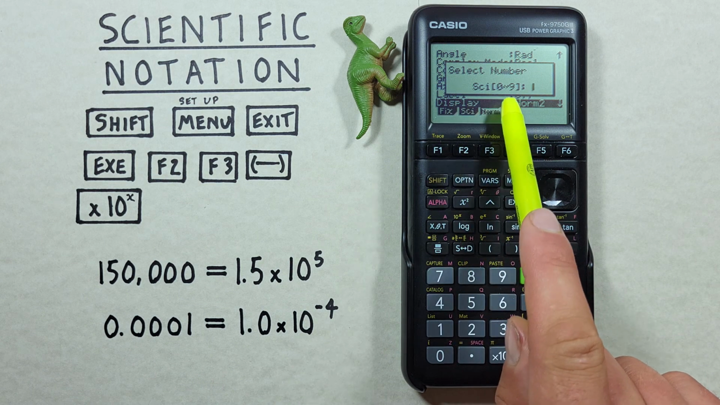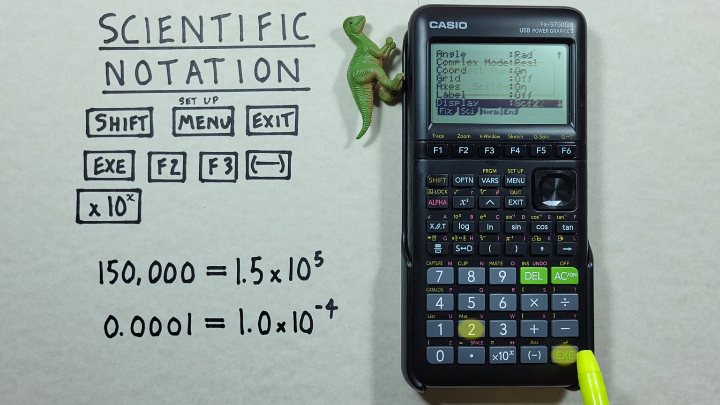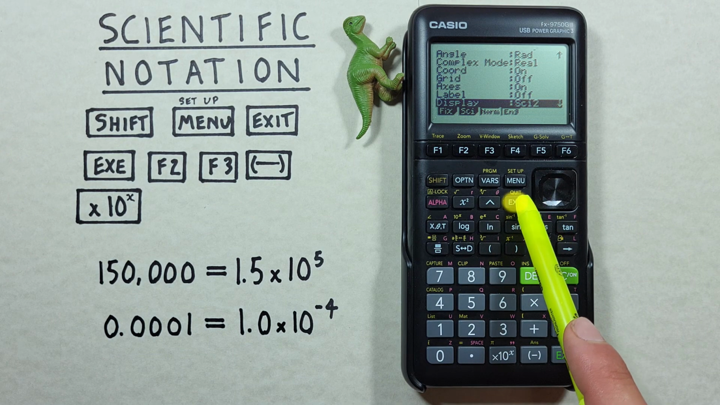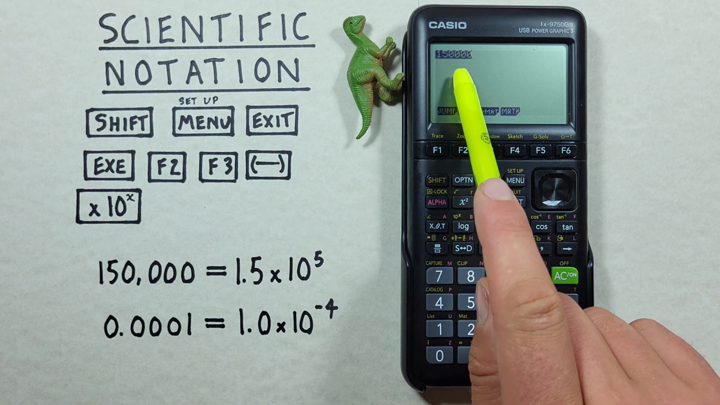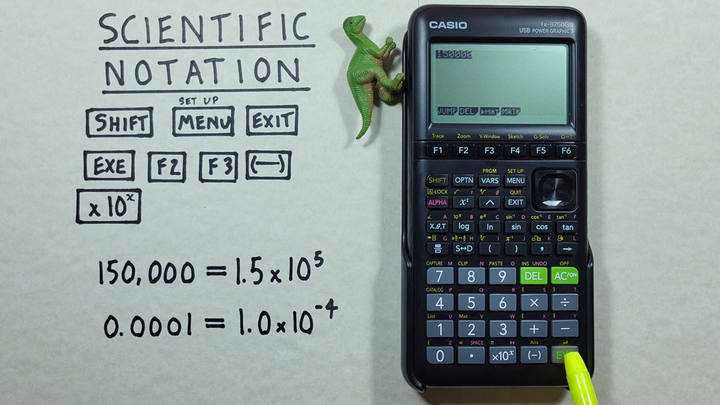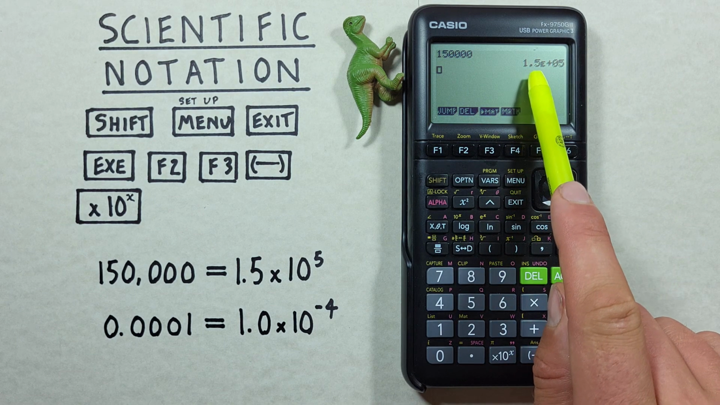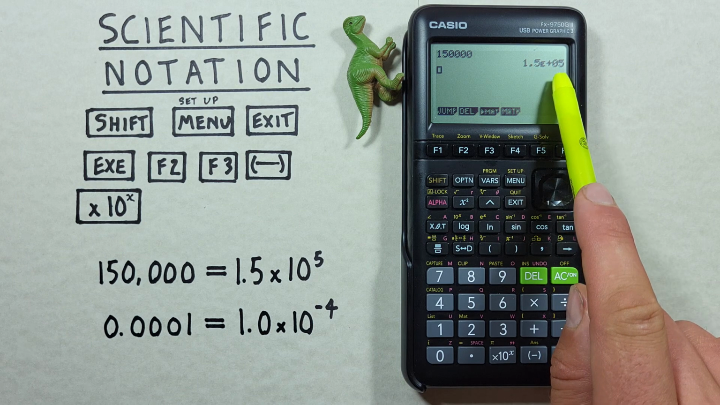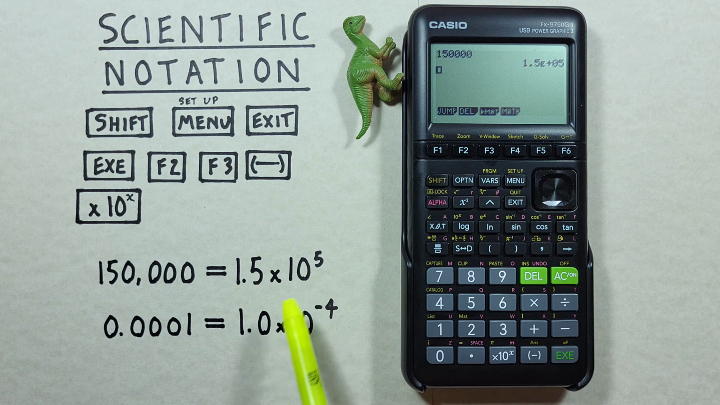This is how many digits are displayed in our scientific notation. For our example, we want to display 2. So we'll enter 2 and press EXE. Now we can hit Exit to leave this menu. And we still have that 150,000 on our calculator. So now if we hit EXE, we see it converts to 1.5 e to the power of 0.5. On our calculator, that e represents the times 10.